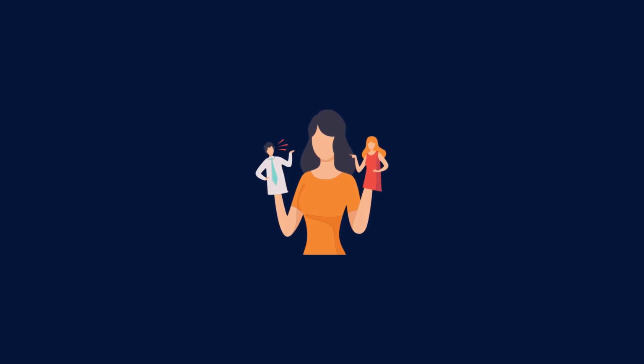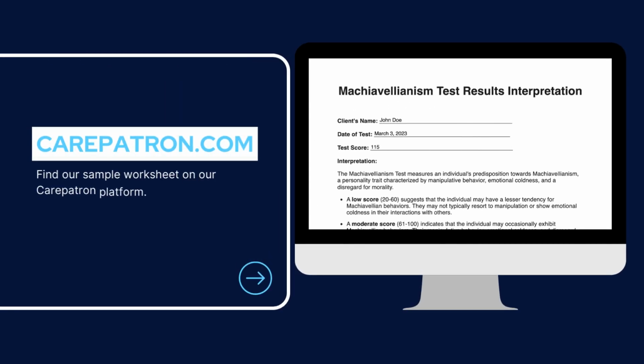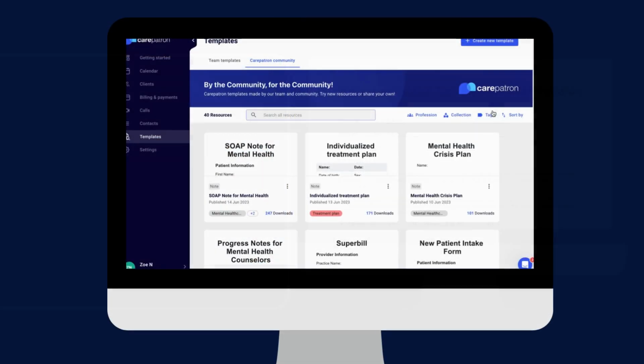Here is a sample of our Machiavellianism test, which you can find on our Carepatron platform. To find our Machiavellianism test, go to our Carepatron platform or click on the link in the description. In our template section, we have a variety of templates and worksheets for you to use with your patients. You can filter or type in the keywords to find the worksheet.